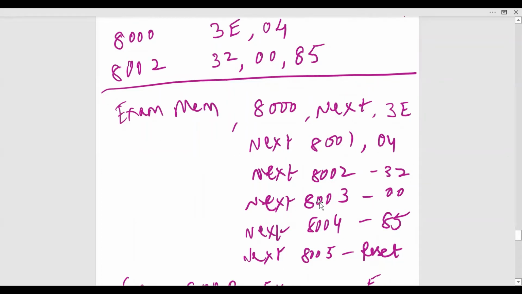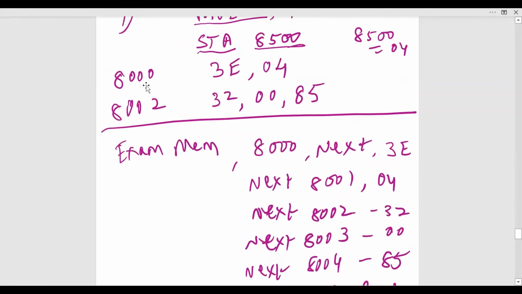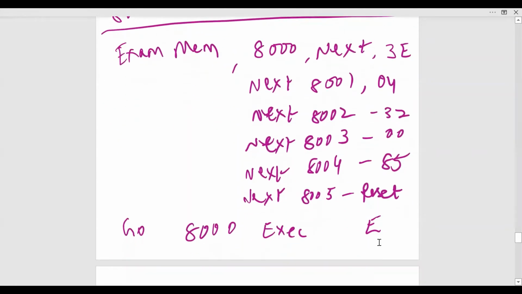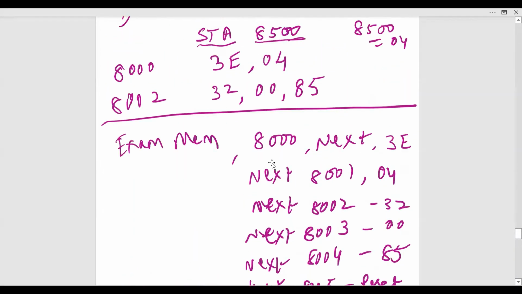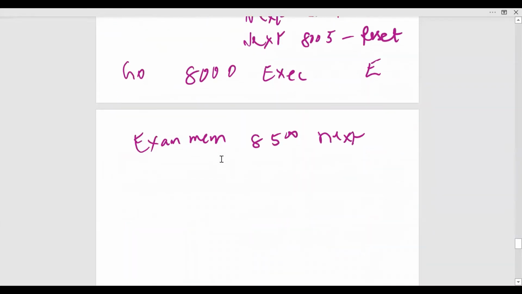Now the program is uploaded. We have to execute it. To execute the program, type the starting address of the program, that is 8000, and press execute. Then you can see E on the kit. Once it is executed, you can check the answer. Where is the answer? The answer is in the memory location 8500. To go to 8500, press examine memory, type 8500, press next, then you can see the answer 04. So this is a simple program. Now let us watch the video for this program.